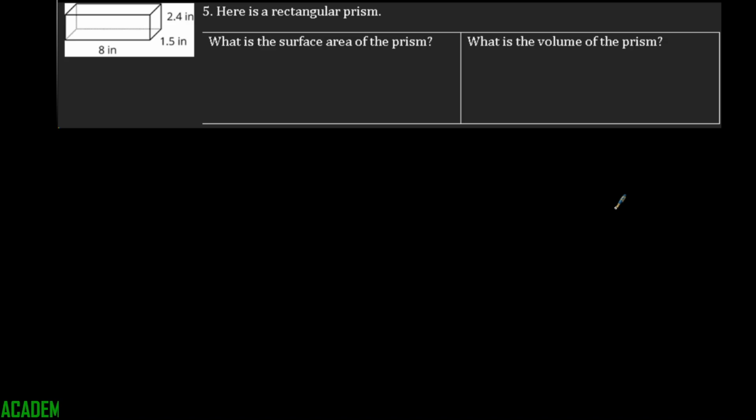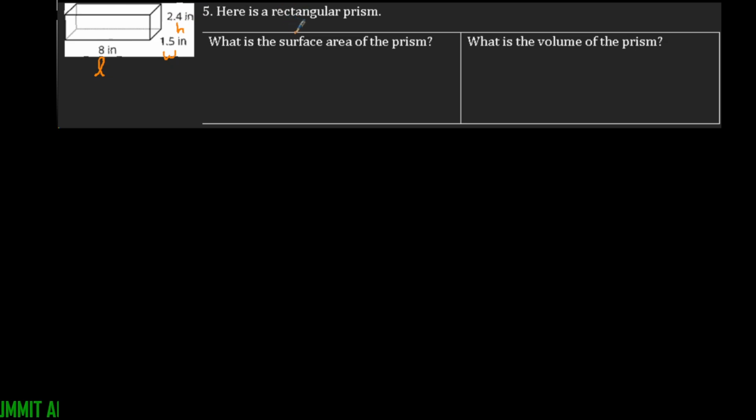Moving on to number 5, some rectangular prisms. Go back to 7th grade and make sure you can figure out how to do this. But we're going to say, okay, if these are the dimensions, again, I can label them like this. I can say the length is going to be L, the width is going to be W, and H is going to be the height. So I'm going to say the length is 8, the width is 1.5, and the height is 2.4.